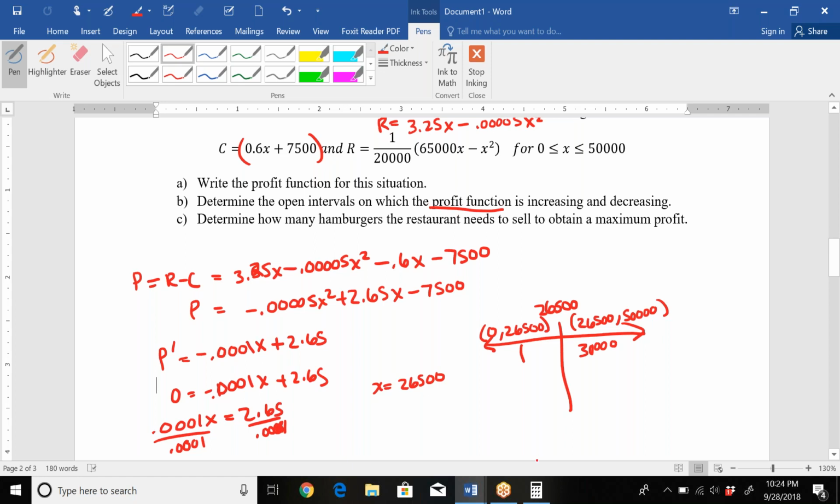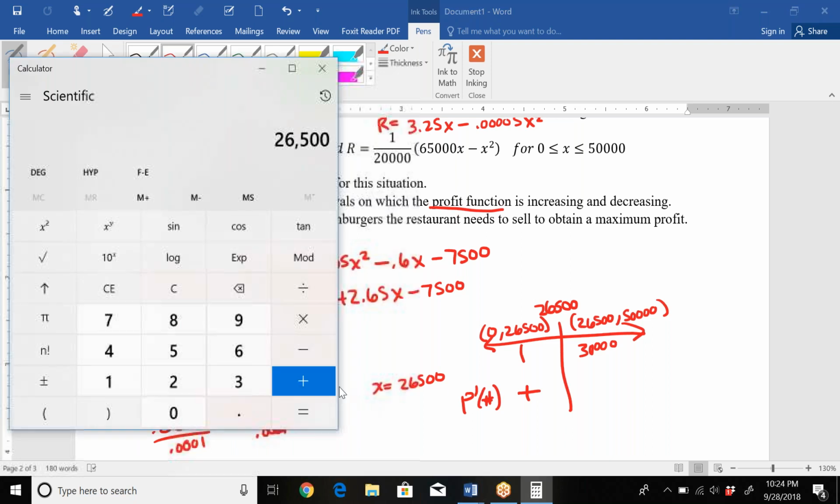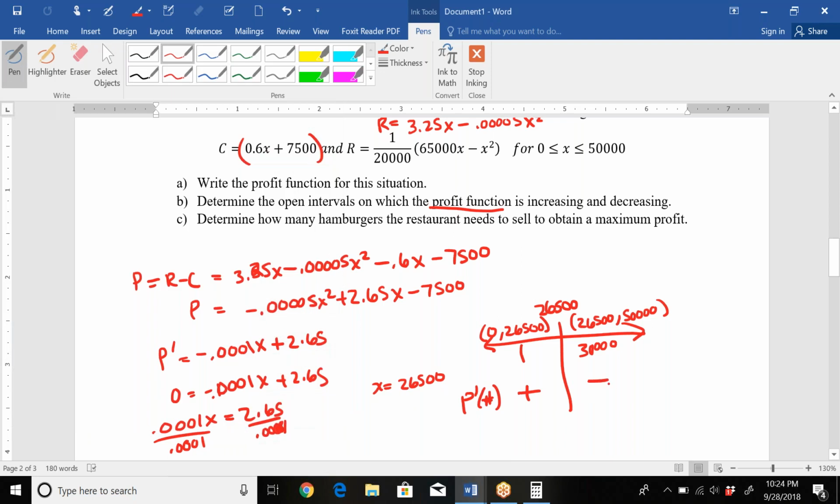So we're going to plug it into P prime of those numbers. If you plug in 1, that's going to be 2.65 minus 0.0001. So that's definitely going to be positive. If we plug in the 30,000, so that's 30,000 times 0.0001, that is negative, and then plus 2.65, that's going to end up being negative overall. So what we find is that this region is increasing and this region is decreasing.